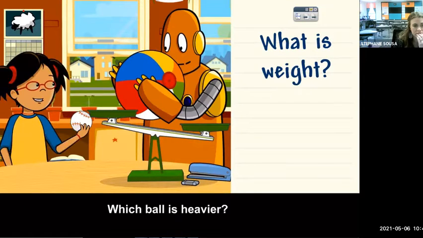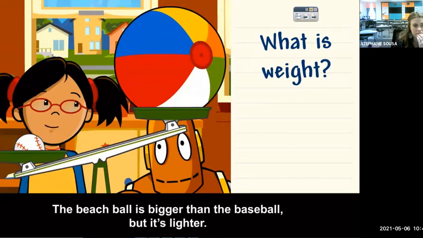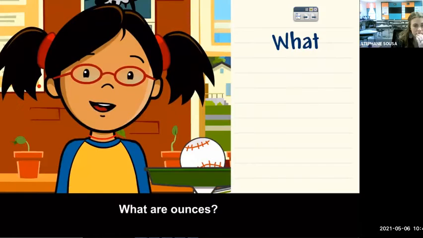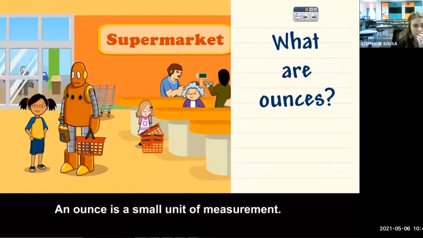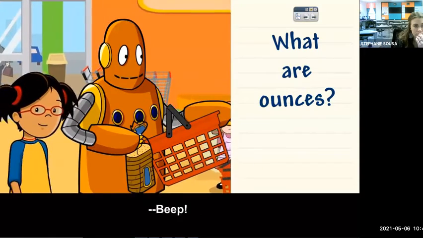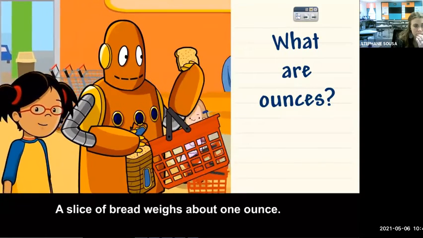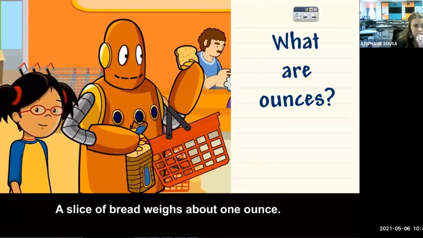Which ball is heavier? The beach ball is bigger than the baseball, but it's lighter. What are ounces? An ounce is a small unit of measurement. A slice of bread weighs about 1 ounce.